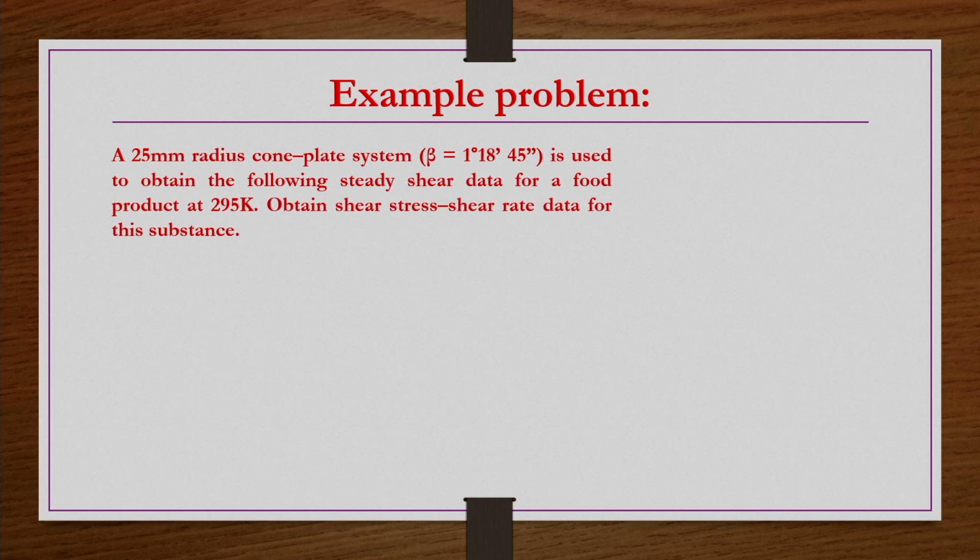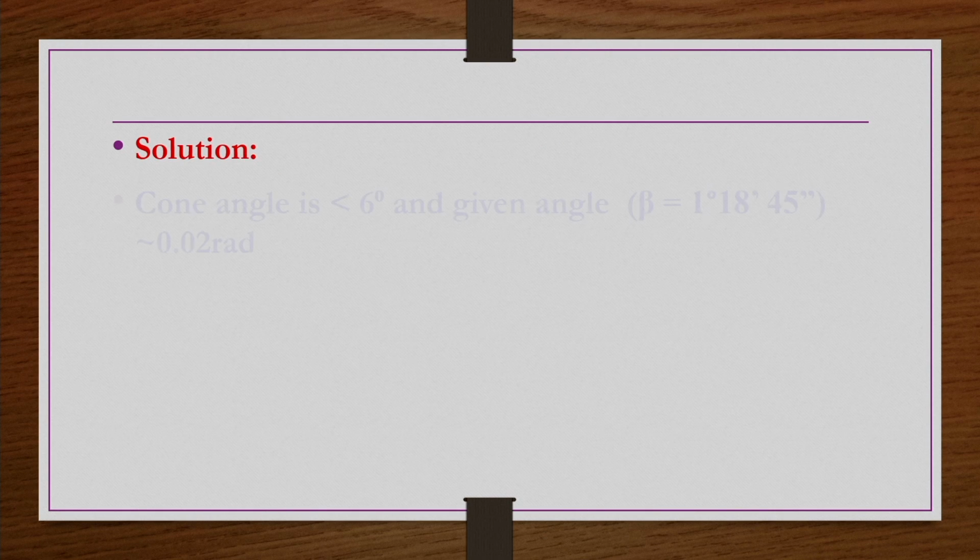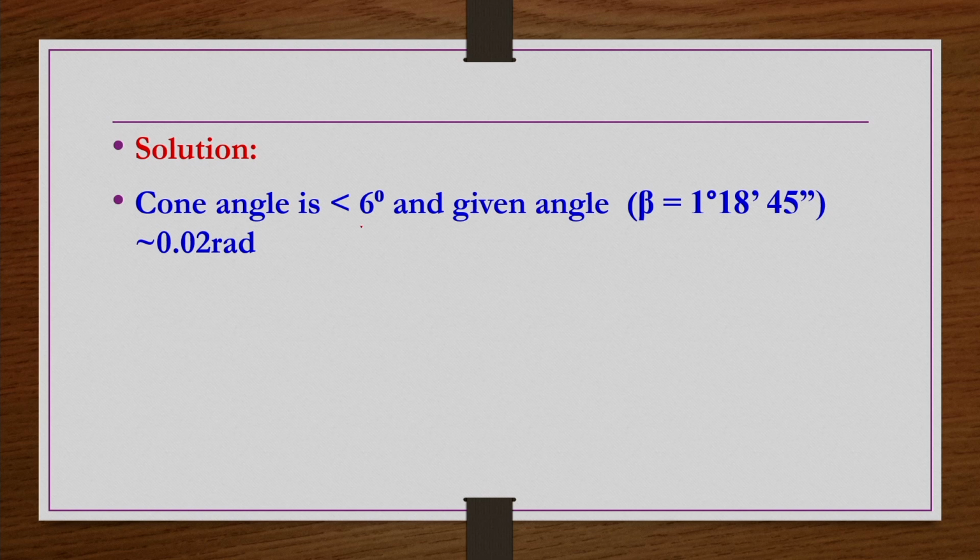A 25 mm radius cone and plate, with beta of 1 degree 18 minutes 45 seconds, is used to obtain the following steady shear data for a food product at 295 Kelvin. Obtain shear stress versus shear rate data for this substance, given the rotational velocity and torque. Solution: the cone angle is less than 6 degrees, which is approximately 0.02 radians.